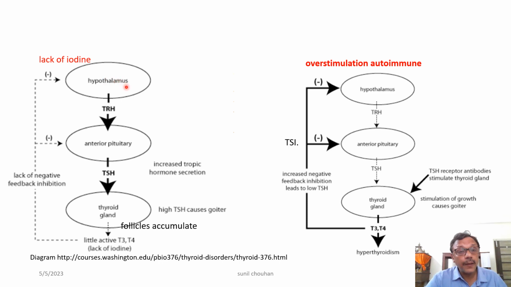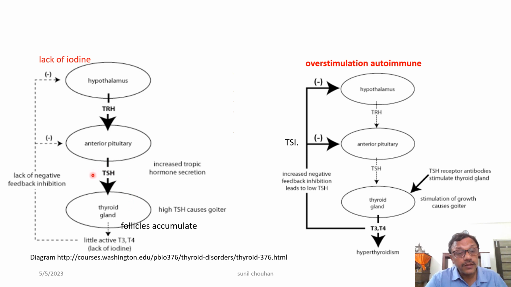The hypothalamus will produce a large amount of thyrotropin-releasing hormone. In response to that, the anterior pituitary is going to produce a large amount of thyroid stimulating hormone. This thyroid stimulating hormone is going to stimulate the gland to produce more T3 and T4. But since the raw material is missing, again the gland will not be able to synthesize T3 and T4.